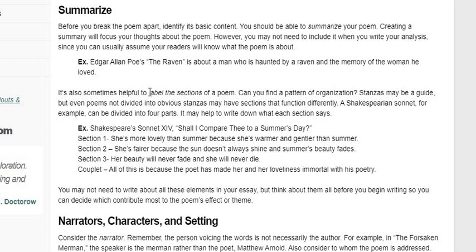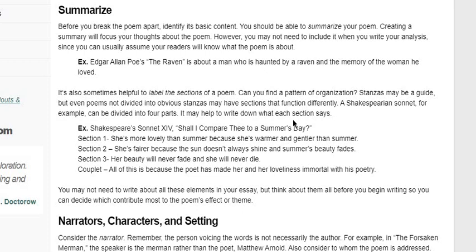So it is also sometimes helpful to label the sections of the poem. Can you find the pattern of an organization? If you find it, label it. Stanzas may guide, but even if poems don't divide into obvious stanzas, they may have sections. A Shakespearean sonnet, for example, can be divided into 4 parts. So look at the poem, write it somewhere and start dividing it.